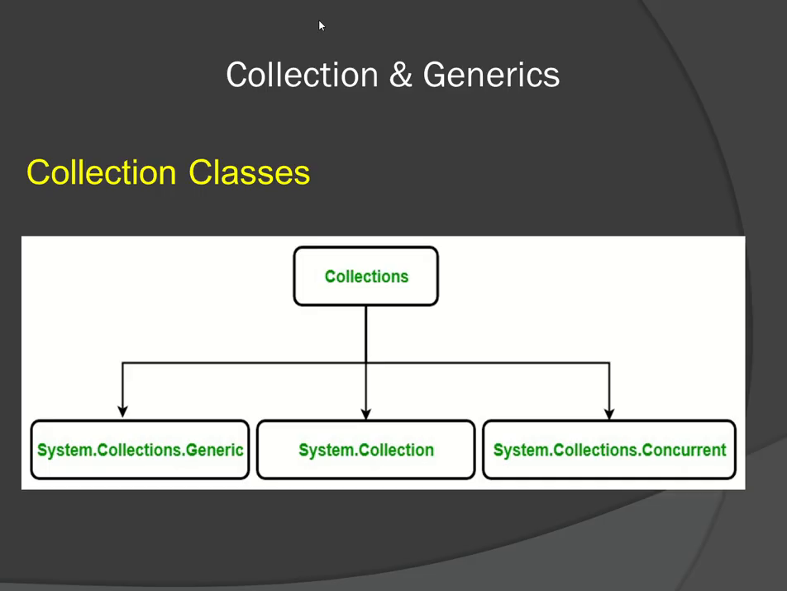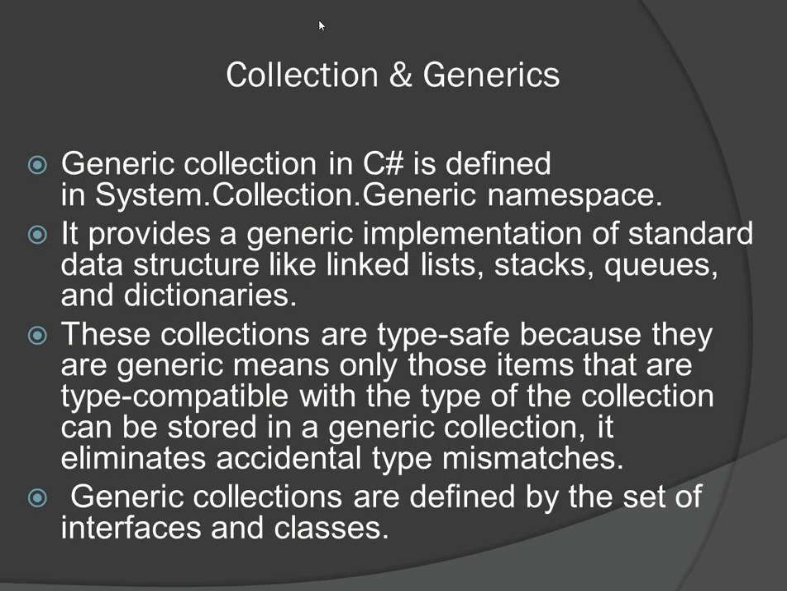Now we will see the difference between System.Collections.Generic and System.Collections. In the next slide, I have represented the description of System.Collections.Generic. This namespace has classes such as List, Stack, Queue, and Dictionary. We will see each concept in detail. Generic means common.